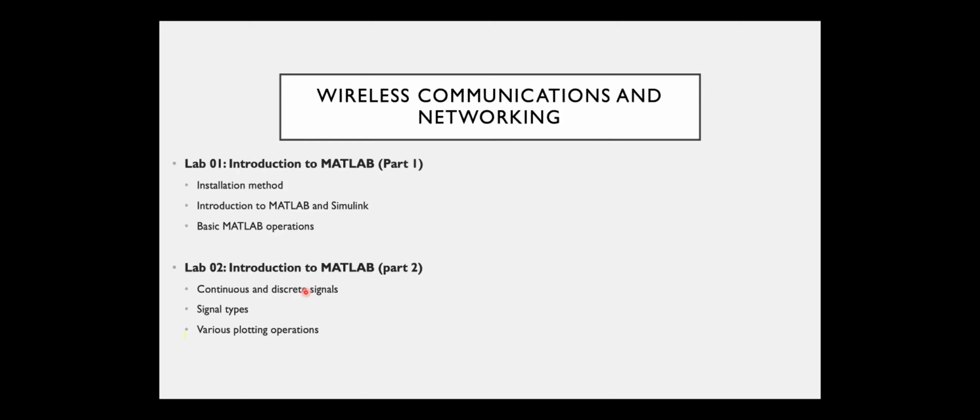Then we will see various types of signals. There are a lot of types. Some signals have shapes, and some signals don't have shapes. They are very random in nature. So we will see them. And then I'll also show you how to plot signals or anything. MATLAB is a very good tool for plotting, and you might need it in your future as well. So I'll show you all those things in the first two labs.